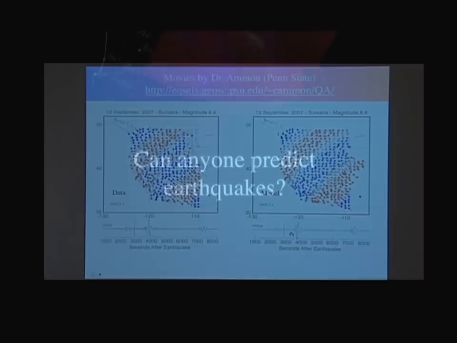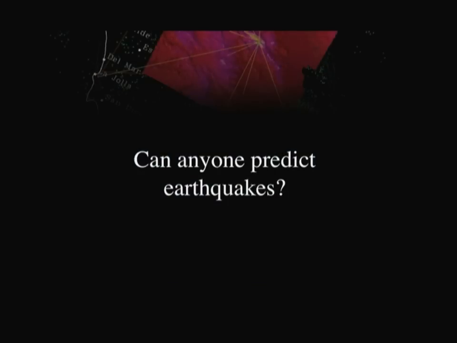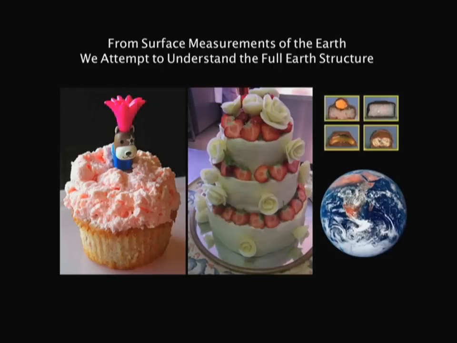Okay, let's move on. Can anyone predict earthquakes? Everyone's always disappointed when I say, well, it's complicated. And they hate that answer, but let me try to explain why. It's because from surface measurements of the Earth, we're attempting to understand the full Earth structure. So you guys have done this before, I'm sure. If you look in a candy box and you see a bump sticking out of it, you're pretty sure it's going to be a nut of some kind. If it's just smooth on top, you don't know if it's going to be coconut or nougat or some half and half combination. So here you're having trouble just figuring out what's inside a candy, and it's only this big and you can look around it.